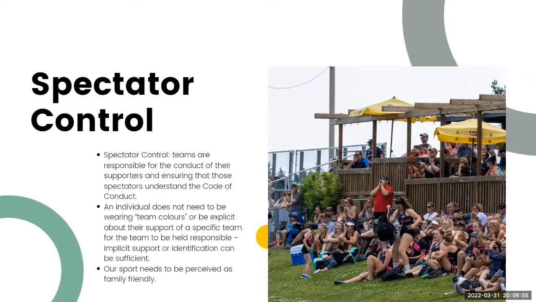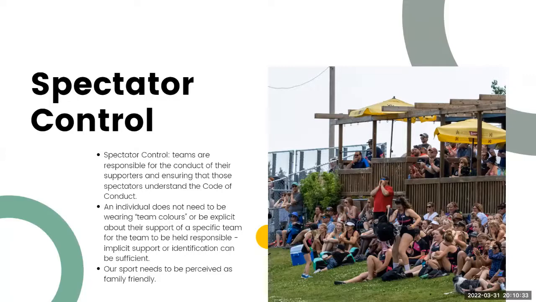It's right in the World Rugby Law book that teams are responsible for their spectators. Some key points here are that spectators are bound by the code of conduct. A team can be sanctioned for unruly spectators. An individual does not need to be wearing team colors or be explicit about their support of a specific team for the team to be held responsible. What that means is if we know that someone is with your team, because it's a small community, that's good enough. They don't have to be wearing your jersey or anything like that.